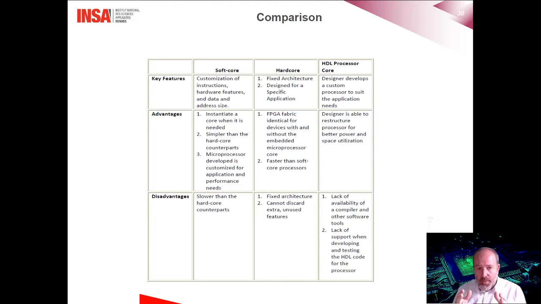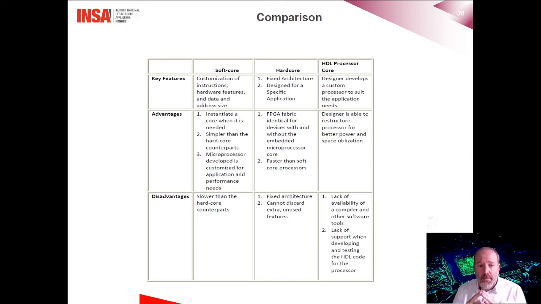The third type of processor is the HDL processor core. For this type of core, designers develop a custom project to suit the application needs. So they're able to build a processor from scratch and optimize it for better power and resource utilization. In this case, there's no waste of resources since the processor is completely tailored to the designer's constraints.